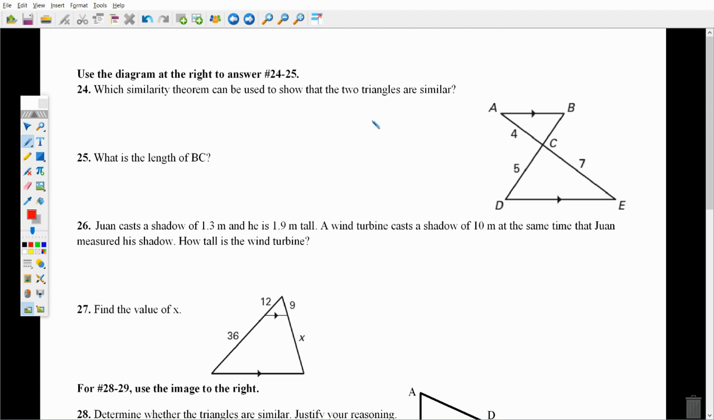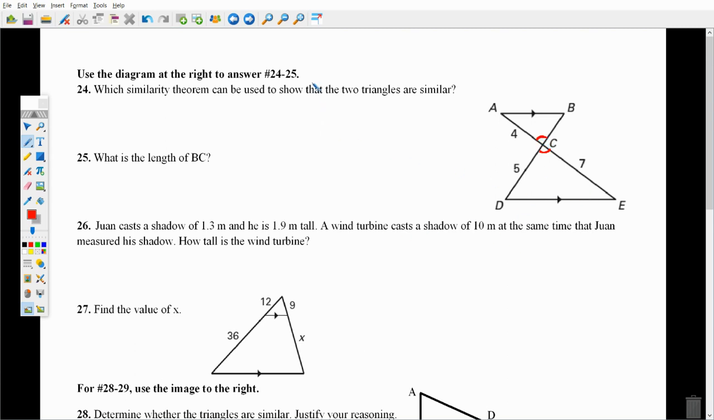All right, 24 here. This one asks which similarity theorem can be used to show that the two triangles are similar. So if you take a look, there's a couple pieces of information. We know that these two lines are parallel. We have these sides here. We do not have this side here, so we're missing one, kind of. And then we do know that vertical angles are going to be congruent.